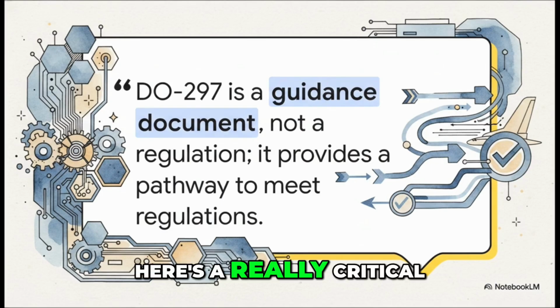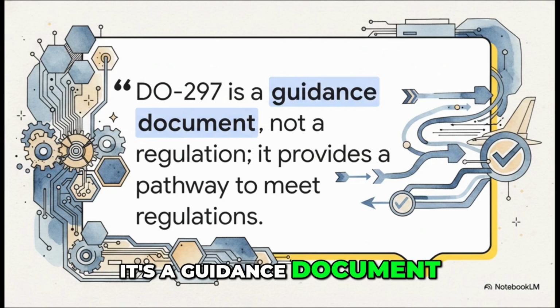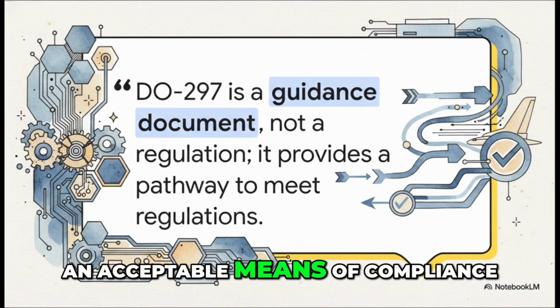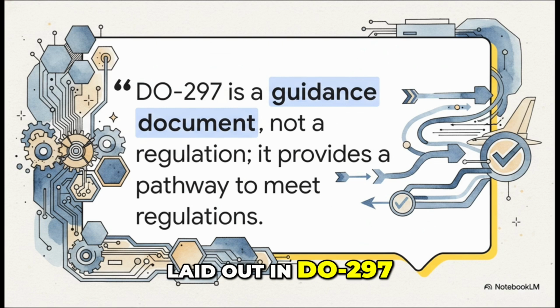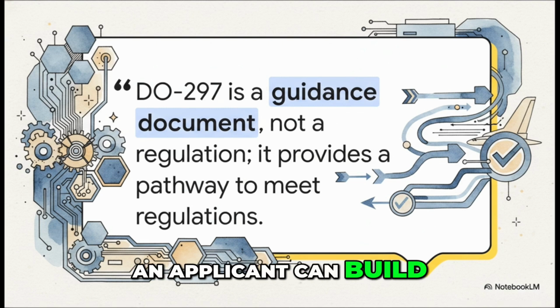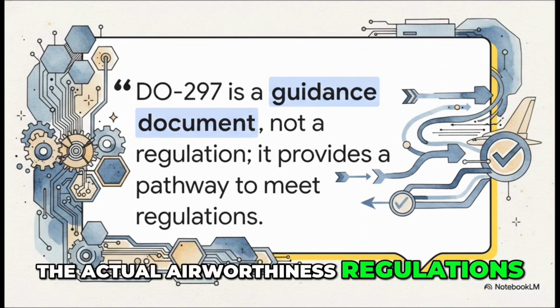Now, here's a really critical distinction to make. DO 297 is not itself a regulation. It's a guidance document. Think of it as an acceptable means of compliance, or AMC. By following the playbook laid out in DO 297, an applicant can build the case and generate the evidence to show regulators that their system is safe and meets the actual airworthiness regulations.